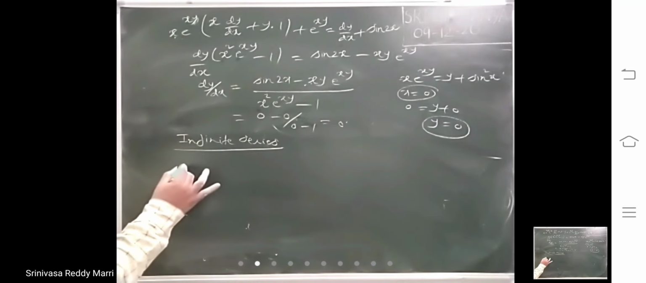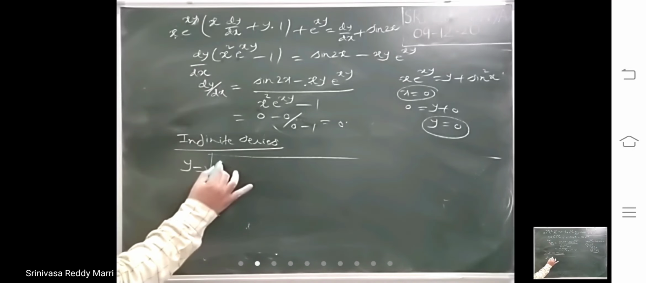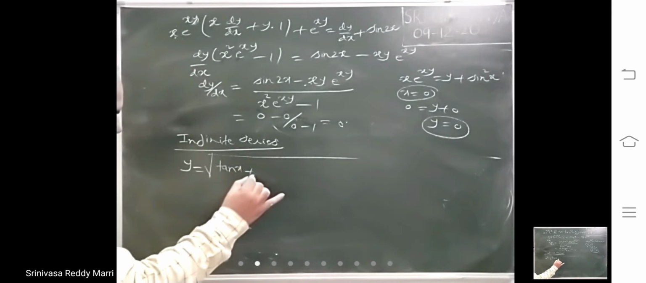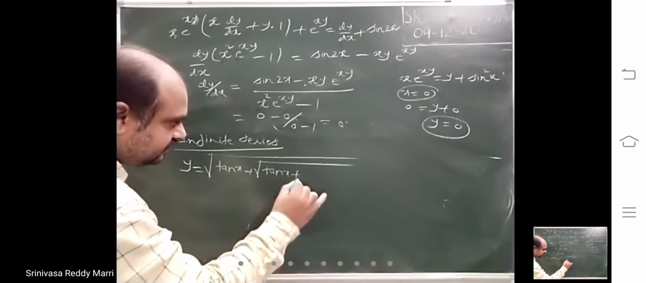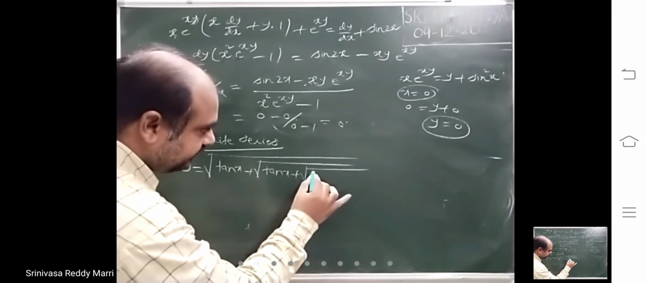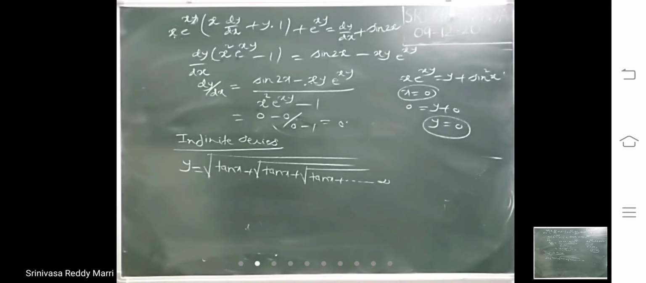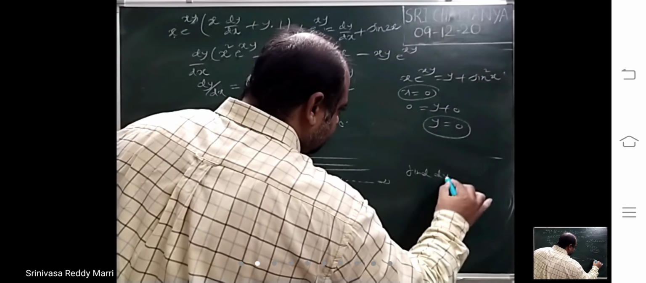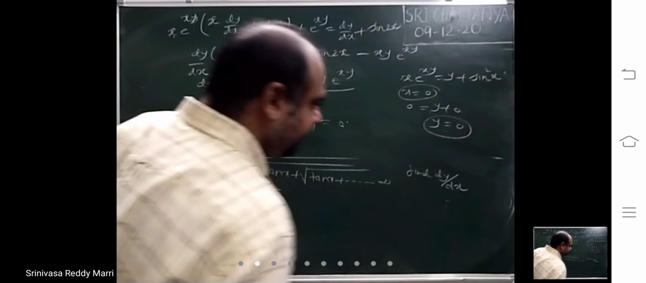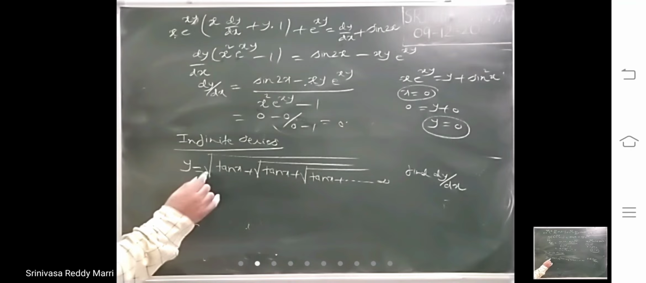Look at, the problem he will give is like this: y equal to root of tan x plus root of tan x plus root of tan x and so on to infinity. Find dy by dx. He will give it like this. To find dy by dx, immediately observe what y is.